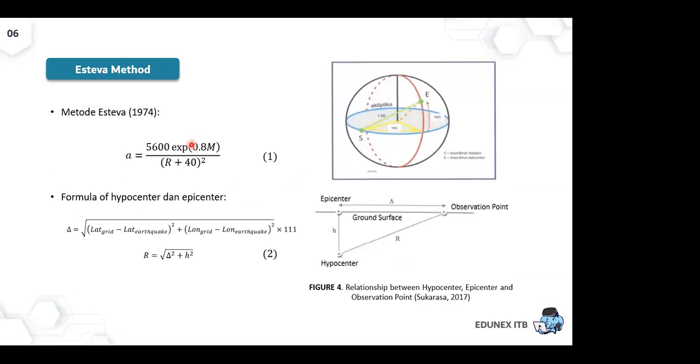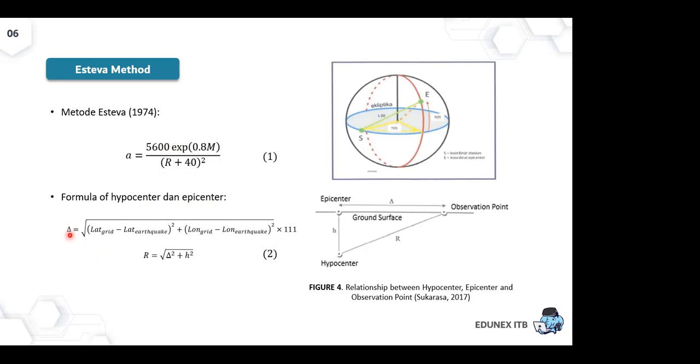Okay, in this study, the PGA value will be analyzed and determined using the Esteva method based on earthquake data in West Sulawesi from 2000 until 2020, where the formula can be seen in equation 1, where A is the PGA value in gal or centimeter per second squared, M is the earthquake magnitude, and R is the hypocenter distance in kilometers.